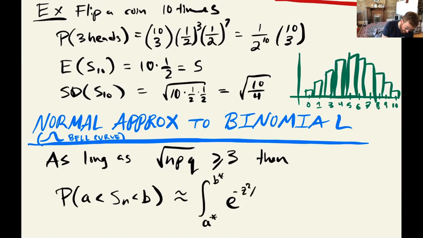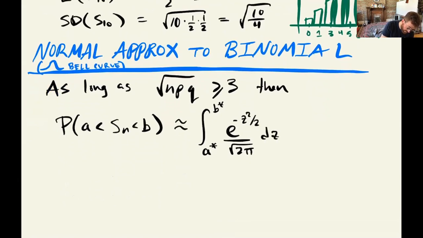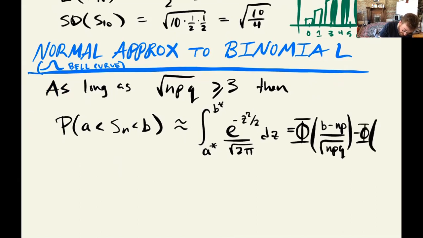e to the minus z squared over 2 over square root of 2 pi, integrated via dz. And this in turn is equal to a function called capital phi evaluated at b minus n times p divided by the square root of npq, minus phi evaluated at a minus np over the square root of npq. And essentially, what's inside this argument is b star, and what's inside this argument here is a star. And this guy right here is the unit normal distribution.